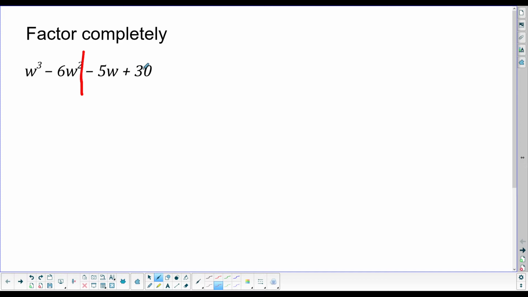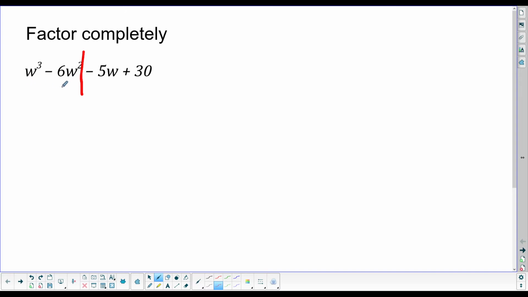Instead of being a single number or letter, we'll have a binomial factor, right? We'll have a factor like W minus 5 or W plus 6 or something like that. So that's what we're trying to look for. But until we get to that point, we're just going to take a look at each one of these separately.